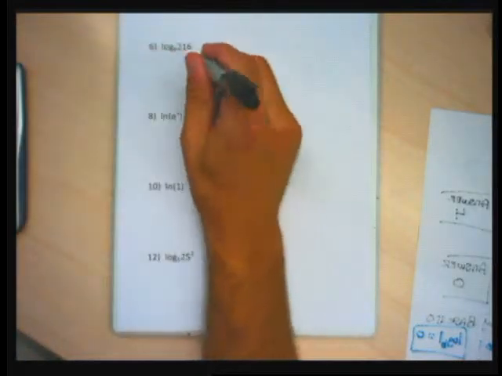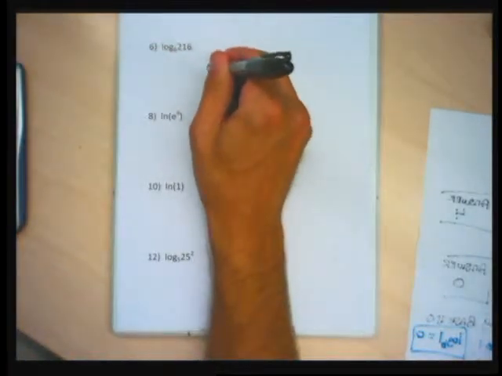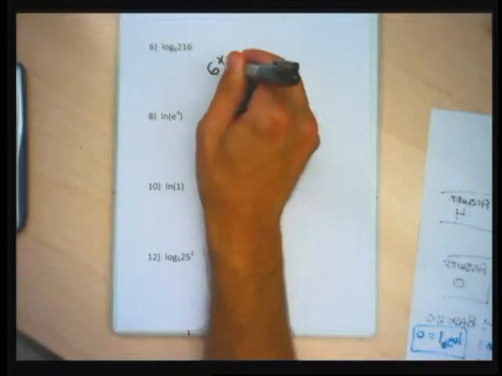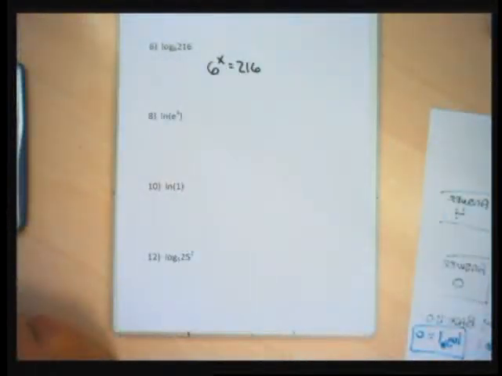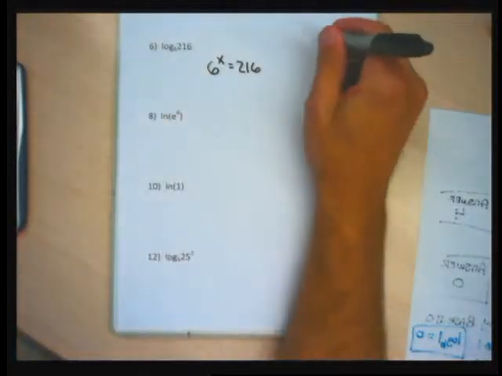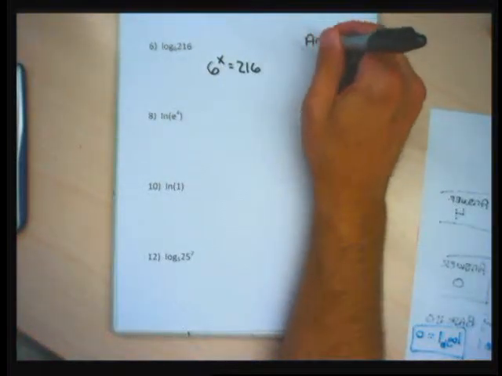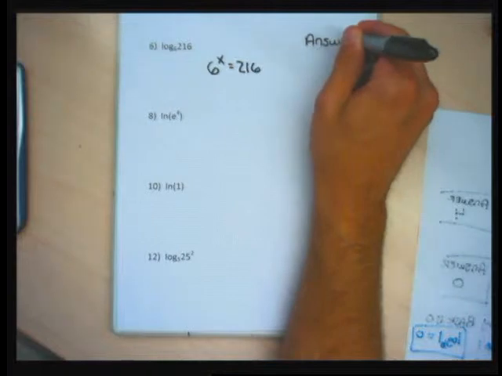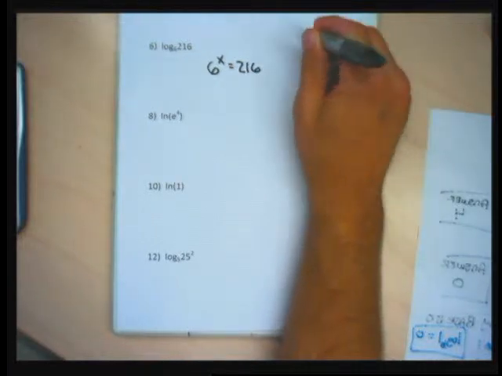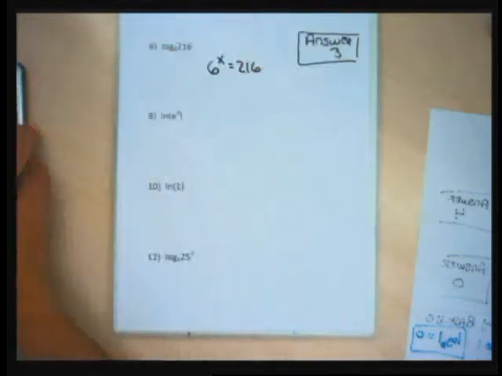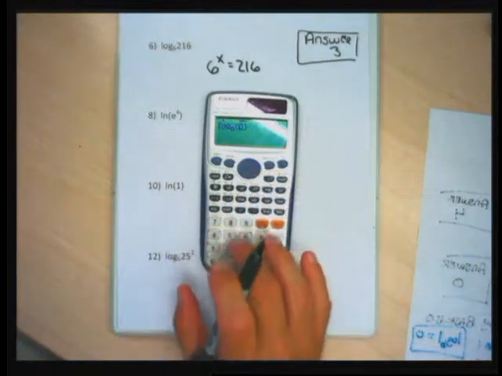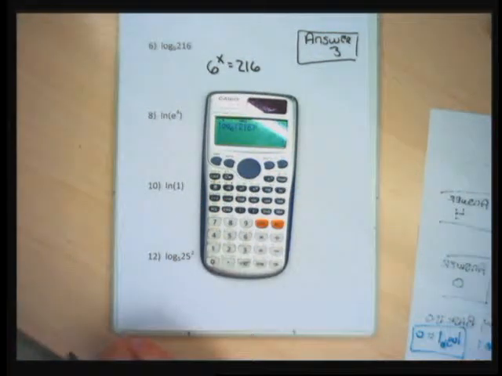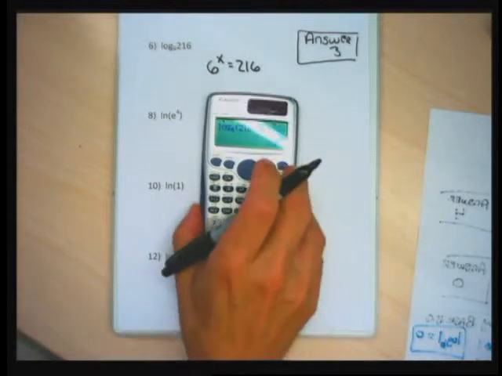Six would be hard to do without my calculator because the numbers are big. But the question that's being asked is 6 to what power is 216. I know the answer is 3 because I know my powers of 6 in my head. So if you didn't know that 6 to the 3rd power is 216, your calculator does. So if I do the log base 6 of 216, it comes back with the 3.